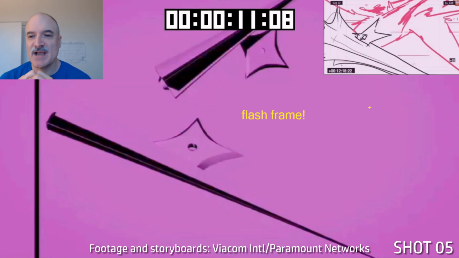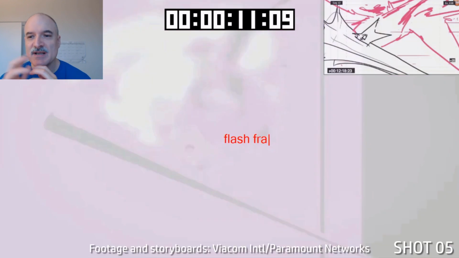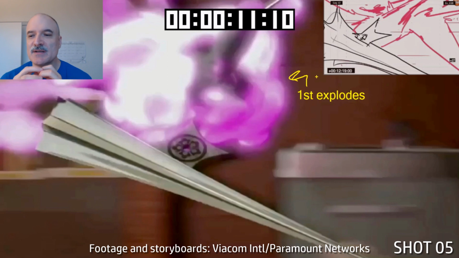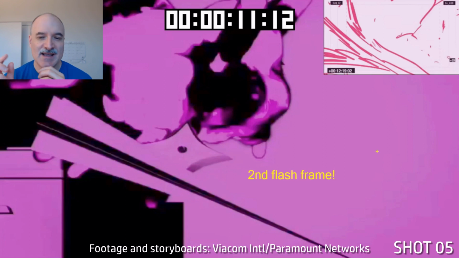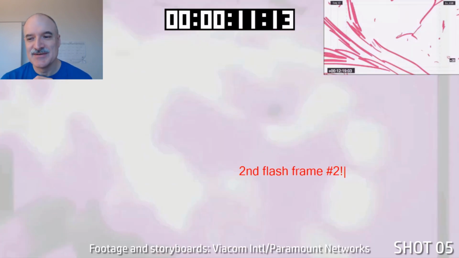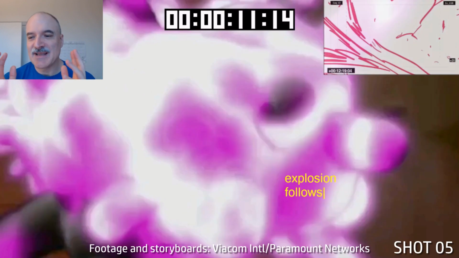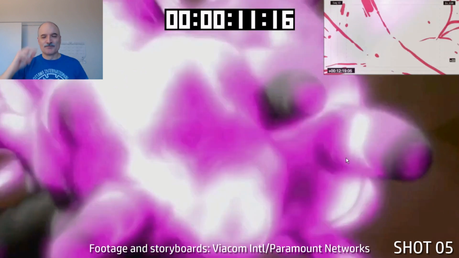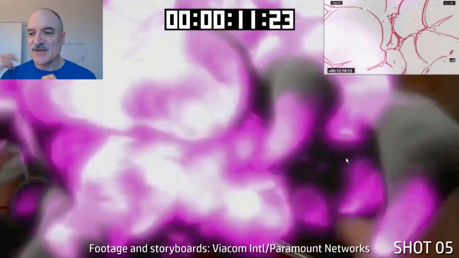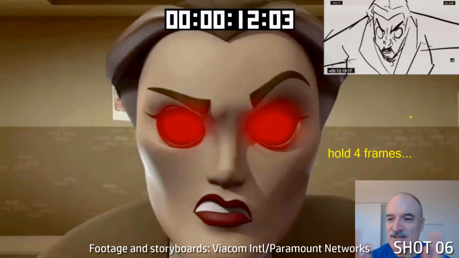Boom, there's our first flash frame. And we're like, whoa, well, what is happening? And then we see the explosion obscured in the background there. Boom, first one explodes. And right after that, we're going to get another flash frame. And we're going to get the second flash frame, number 2, with the explosion. And then we return to regular lighting, and the explosion is following through. So we get this chink, chink, boom, boom. Really nice beats that are happening there. And the entire screen is secured.